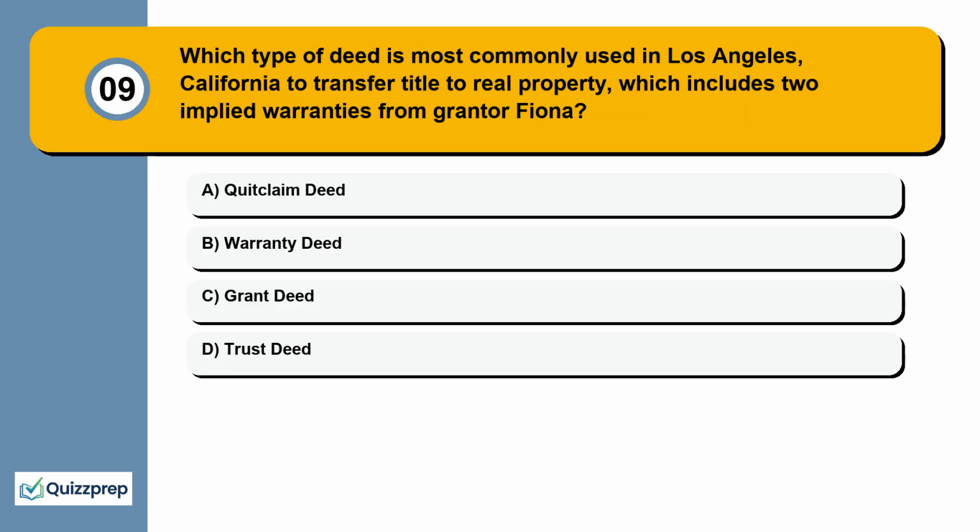Question 9. Which type of deed is most commonly used in Los Angeles, California to transfer title to real property, which includes 2 implied warranties from grantor Fiona? Quitclaim deed, warranty deed, grant deed, trust deed.